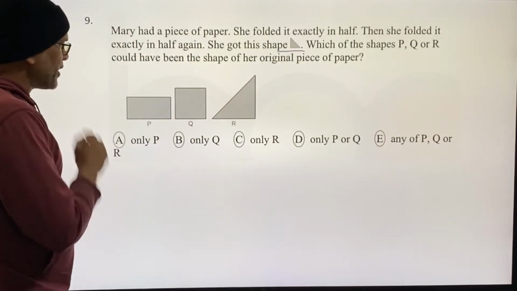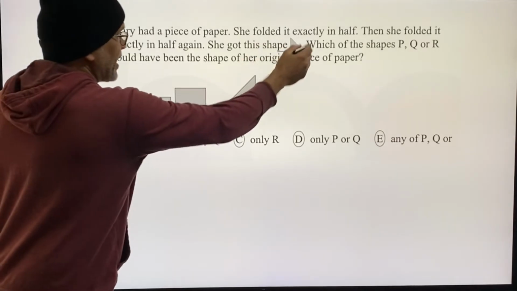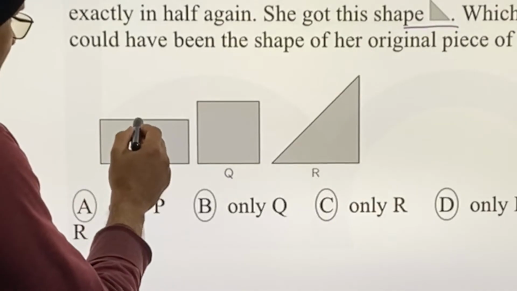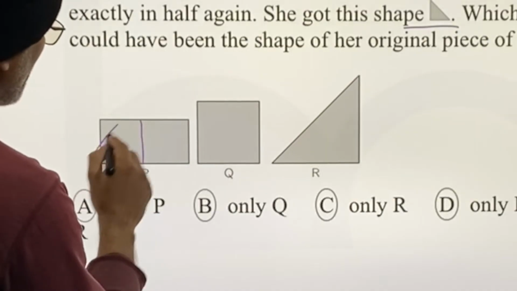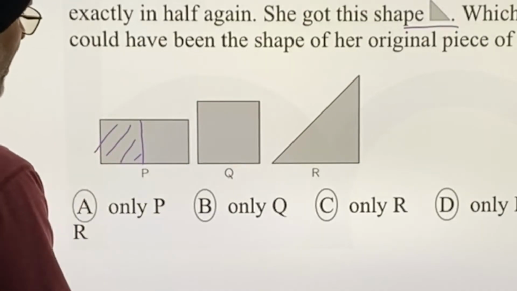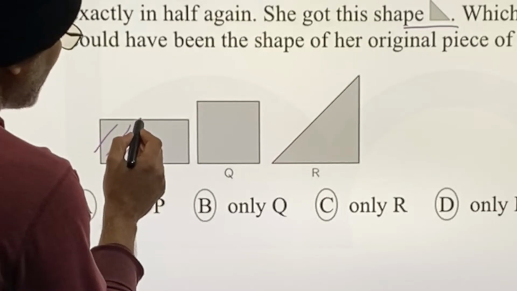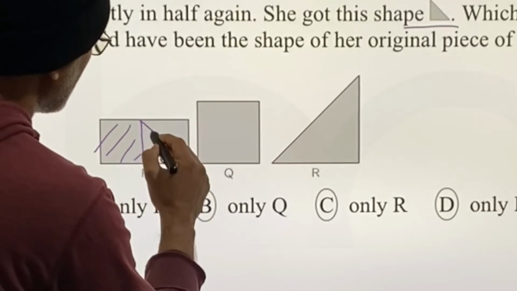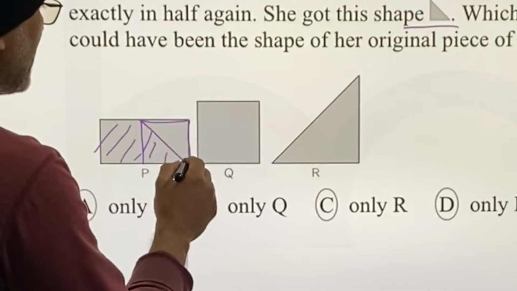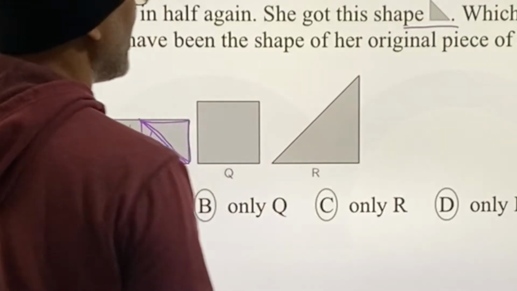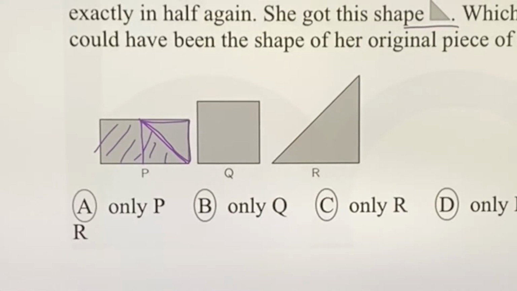Okay, so let me try to fold it here and see if I can get to this shape. Here, I can fold it in half like this. Let's say I fold it like this, so I'm just going to take it out. And then I'm going to fold it like this, so this goes over that, right? As you can see, I can get this shape. It's a right angle triangle, right?